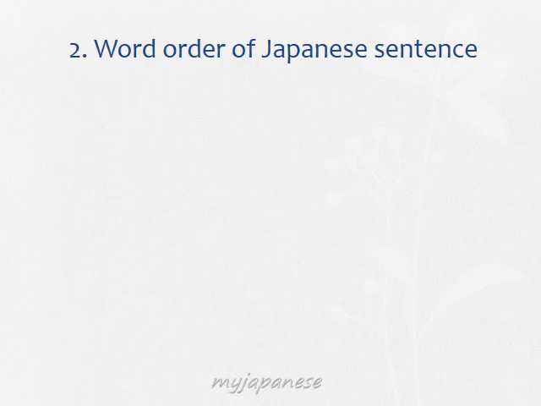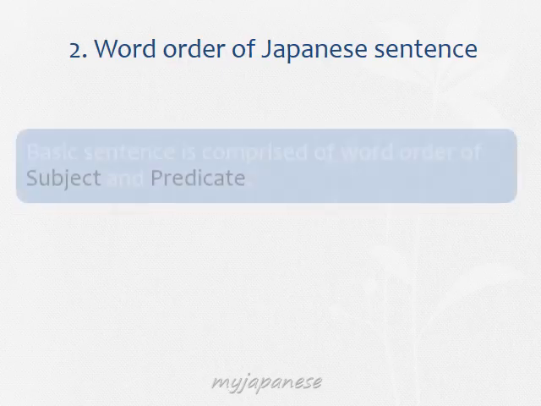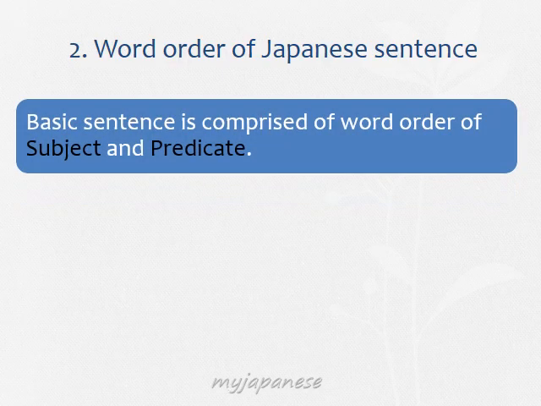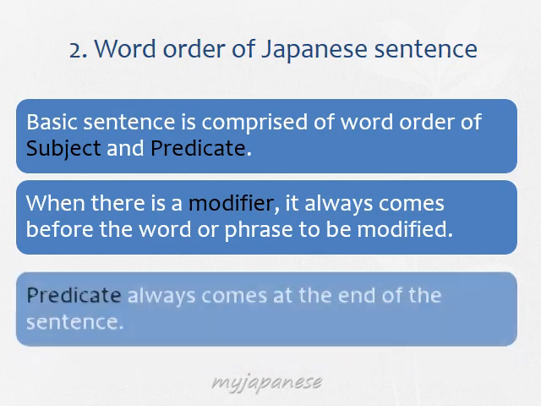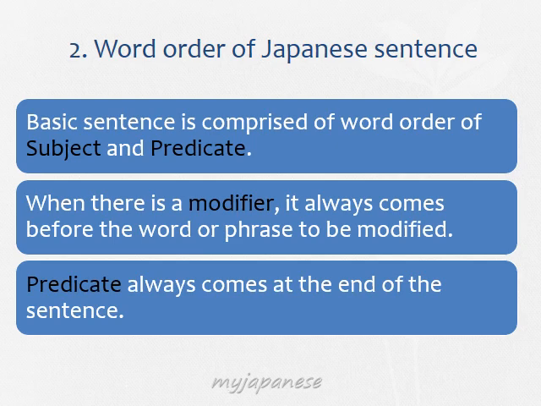Number 2. Word order of Japanese sentence. Basic Japanese sentence is comprised of word order of subject and predicate. When there is a modifier, it always comes before the word or phrase to be modified. A predicate always comes at the end of a sentence.